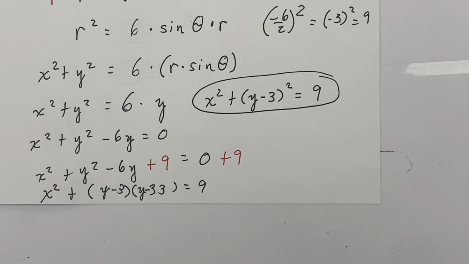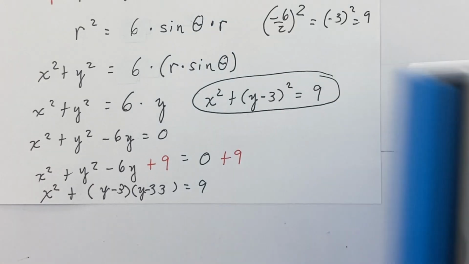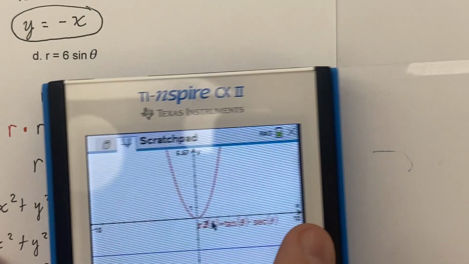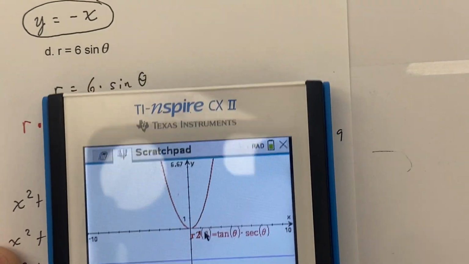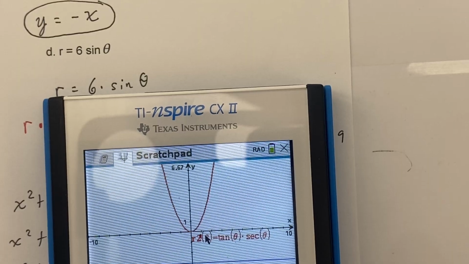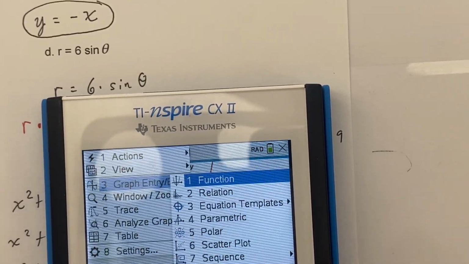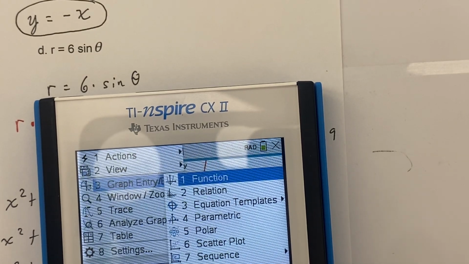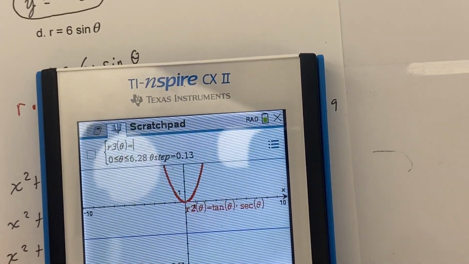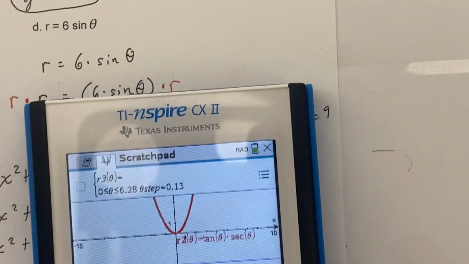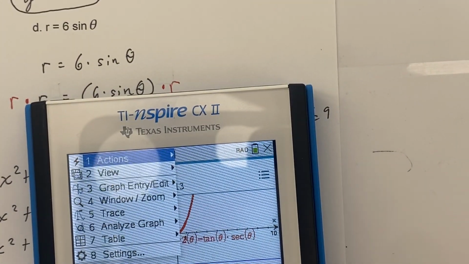Let's take a moment. I know we're about out of time already. Let's go to our graphing calculator and see if we can get this thing to show up for us. R is equal to 6 sine of theta. We got R and theta, so polar form. And actually, I need to think for a moment.